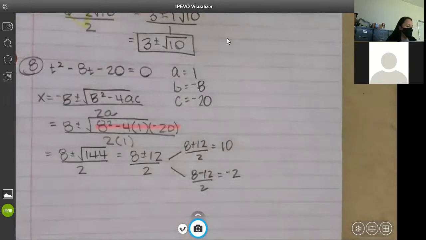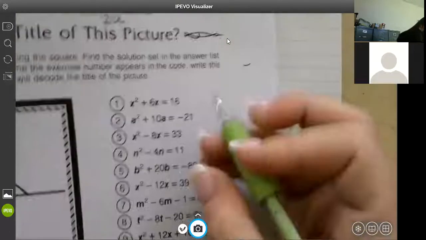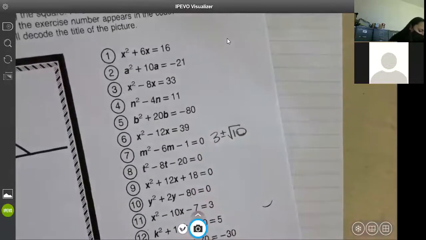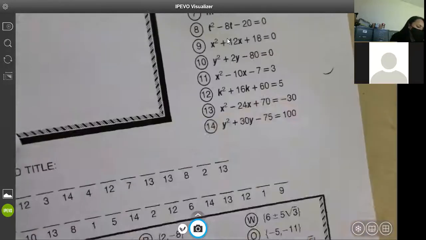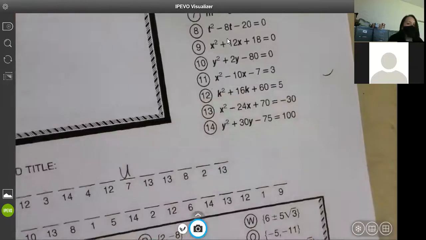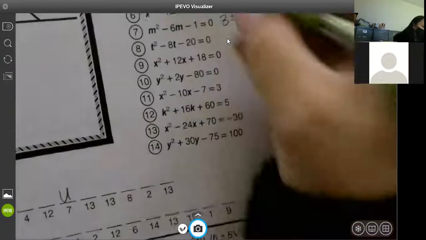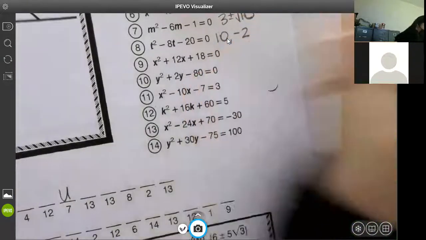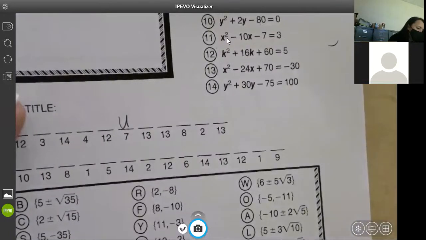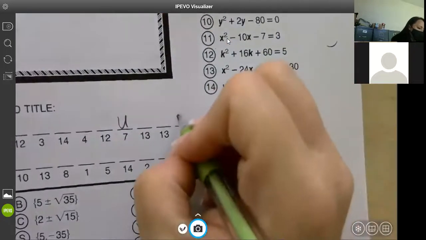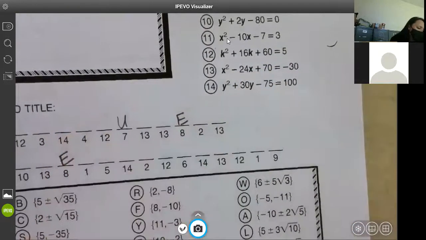All right, so let's go back to our paper for a minute because I'll have to flip this. Number 7 was 3 plus or minus square root 10. If we look at the bottom, that is u. So everywhere you see a 7, you're going to put a u. And then number 8 was 10 and -2. 10 and -2 is e. So everywhere you see an 8, you're going to put an e.